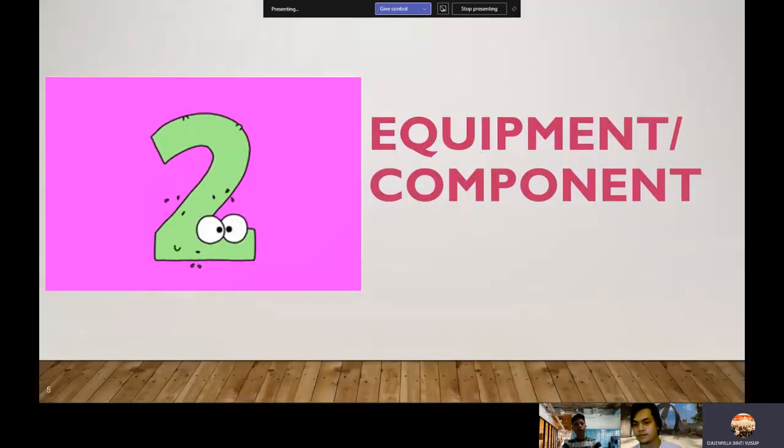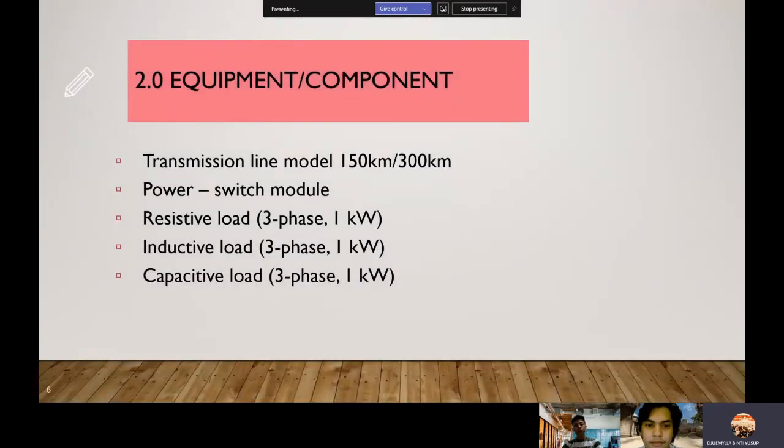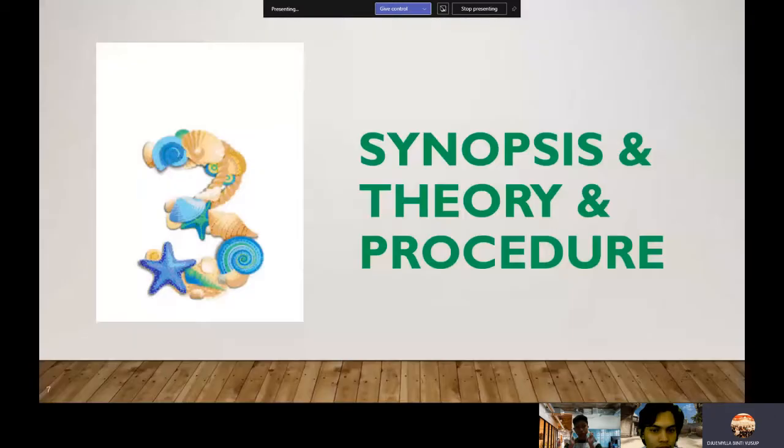The second one is the equipment and components that we use to do these experiments. First, transmission line model 150 km and 300 km. Second, power switch module. And third, resistive load 3-phase 1 kW, inductive load 3-phase 1 kW and capacitive load 3-phase 1 kW.